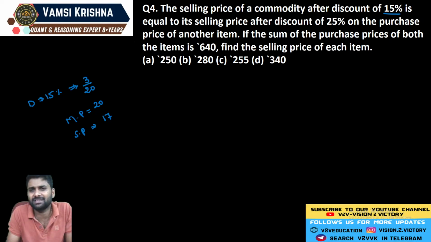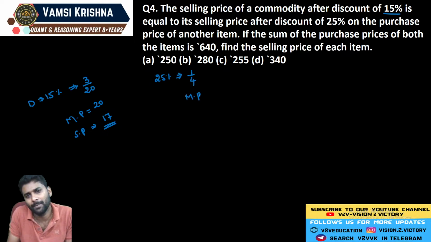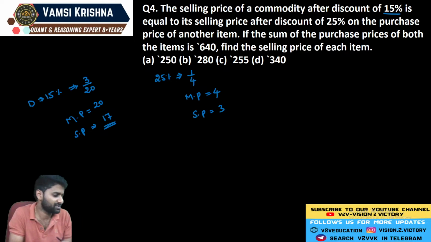Now, they clearly mention that the selling price of the commodity after a discount of 15% is exactly equal to 17 units. And the selling price after a 25% discount. 25% discount means 1 by 4. Again, the market price is equal to 4 units. We get a discount of 1 unit. Now, definitely the selling price is equal to 3 units.